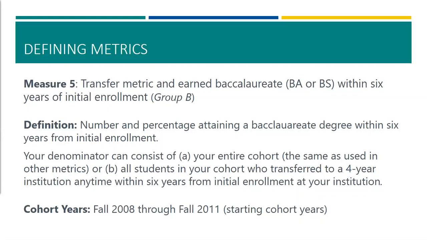Again, if you're choosing to use this metric, the drop-down is on the front page to say this is the cohort that I'm going to use. And you'll notice, again, the cohort years get even older because we need to allow for students actually getting through 6 years, which is why the newest cohort is fall 2011. And 6 years out would then reflect the end of the 16-17 school year.